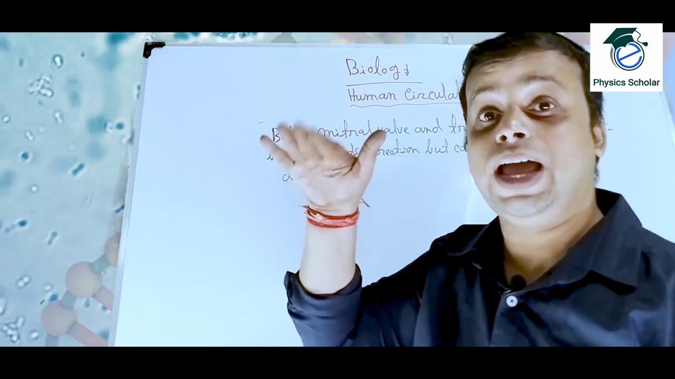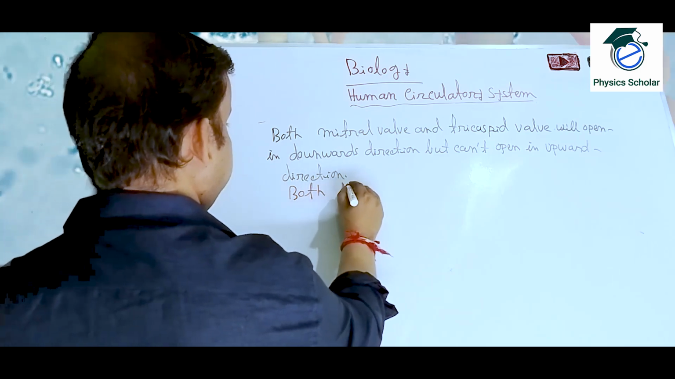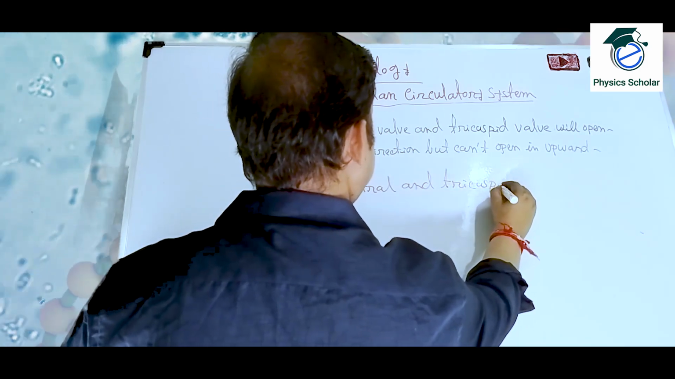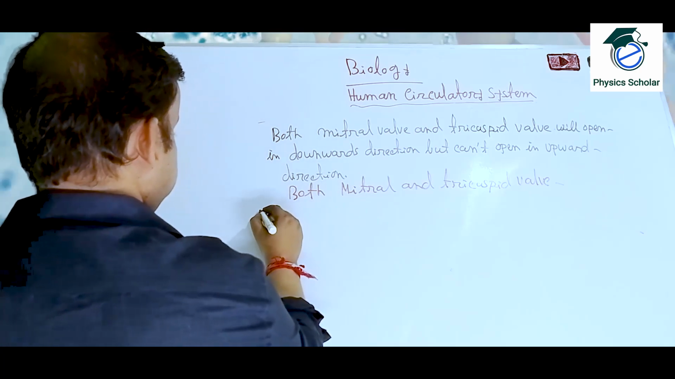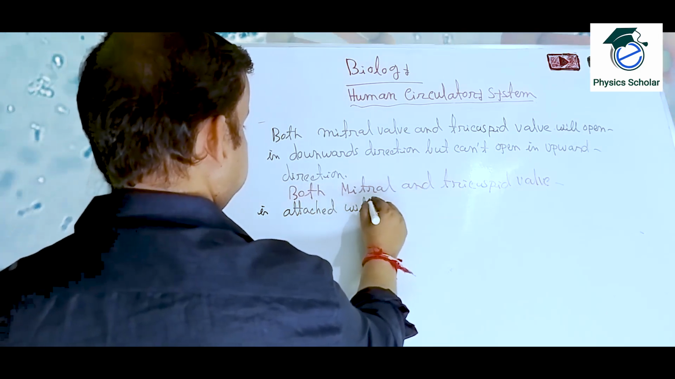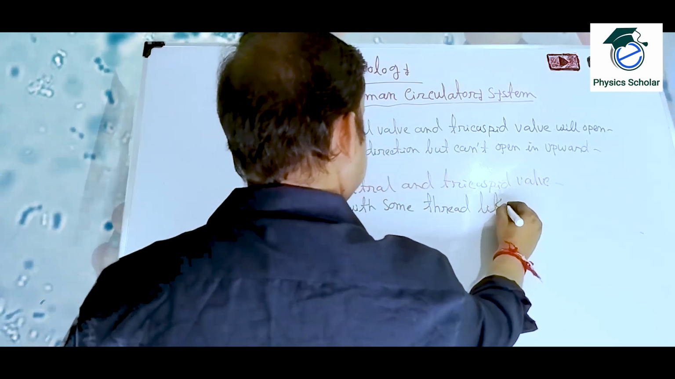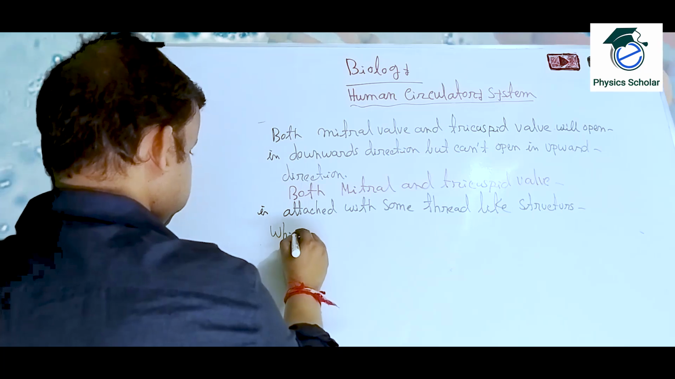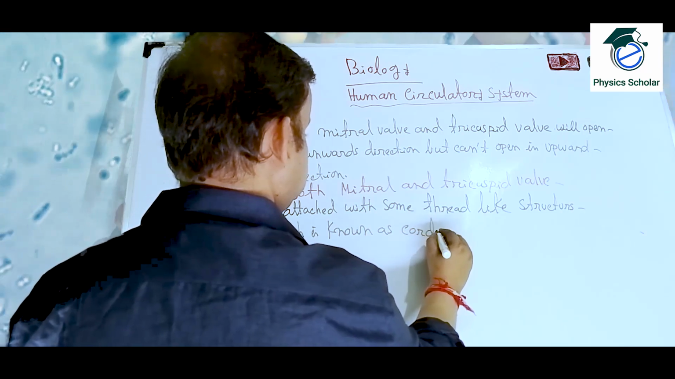Now why can't it be opened in the upward direction? Because both the mitral and tricuspid valve are attached with some thread-like structures which are known as chordae tendineae.